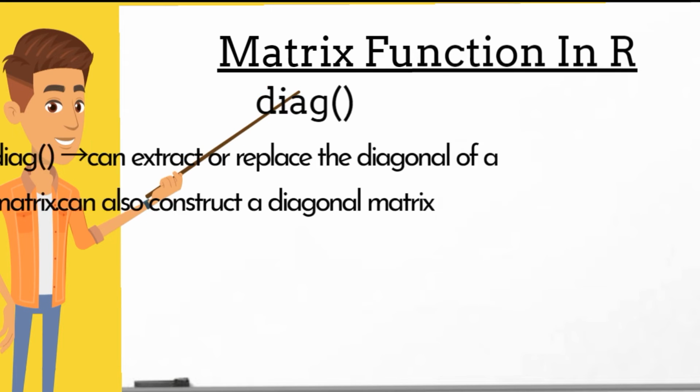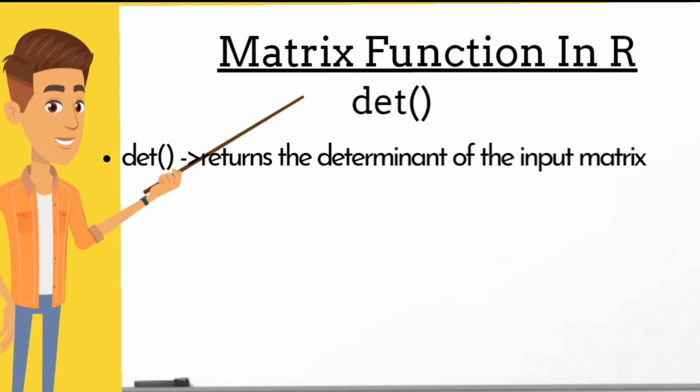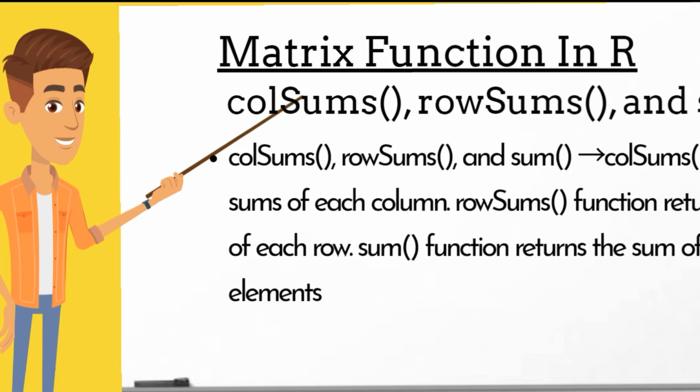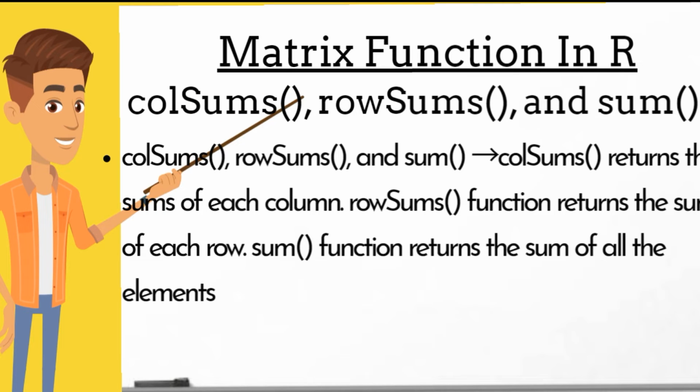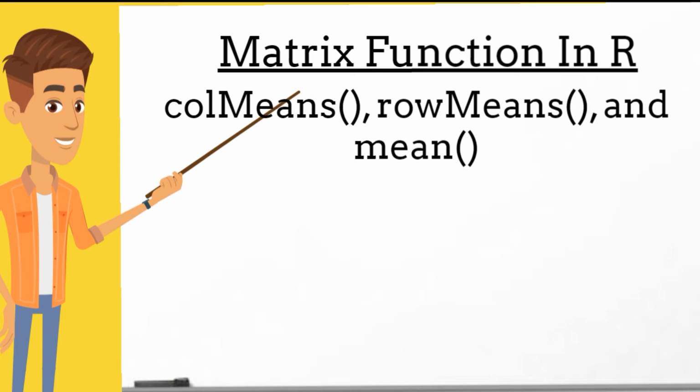Determinant function returns the determinant of the input matrix, as that we have learned in the mathematics. Col sums returns the sums of each column. Row sums function returns the sum of each row. Sum function returns the sum of all the elements. So, col means, row means and means are the same as what we learned in the row sums, the col sums and the sum function. It will give us the mean as the output.